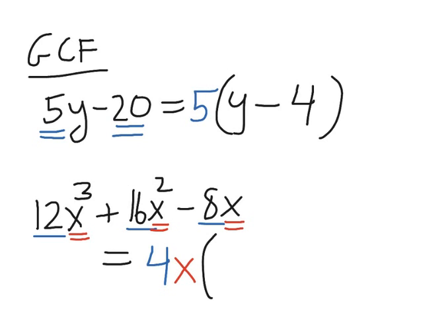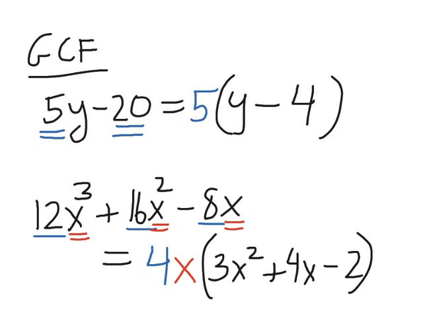So I factor that out. And then I'm going to have left over 4 times 3 will give me the 12. And then to get the x cubed, I need an x times an x squared. Plus 4 times 4 will give me 16. X times x will give me the x squared. And then minus 2. 4 times 2 will give me the 8. I already have the x, so I'm good there. Okay, so there's greatest common factor.